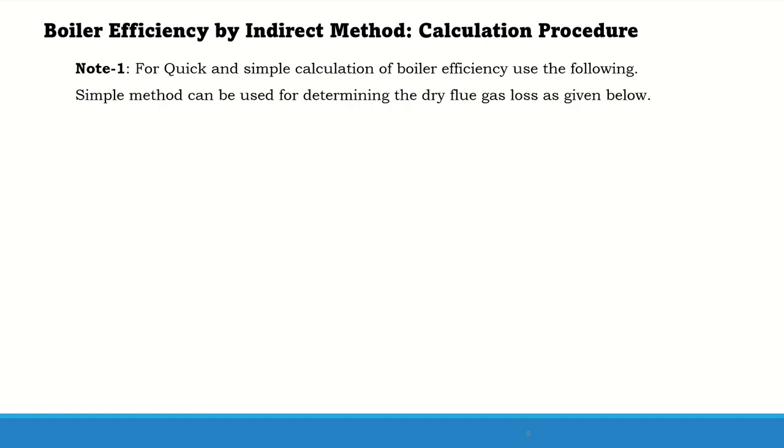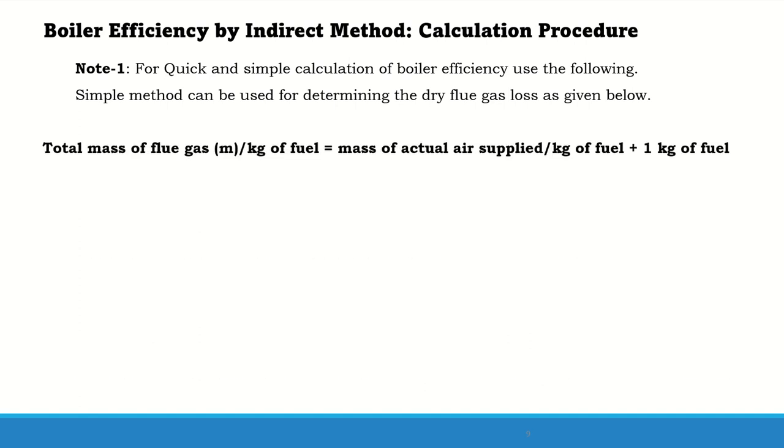From this, an important note: we have two notes. One is note 1. For quick and simple calculation of boiler efficiency, a simple method can be used for determining the flue gas loss as given below. The total mass of flue gas per kg of fuel equals mass of actual air supplied per kg of fuel plus 1 kg of fuel. Okay, this is the basic simple formula to find out the boiler efficiency.